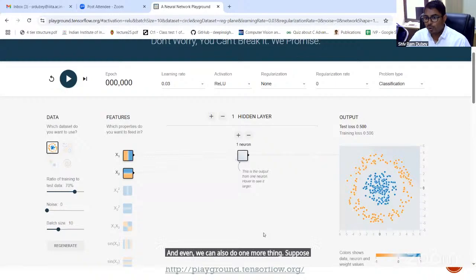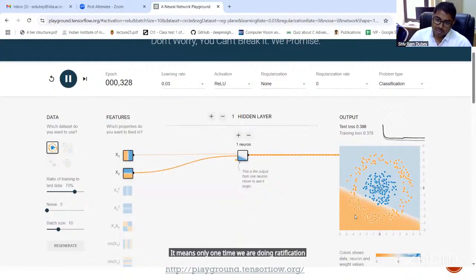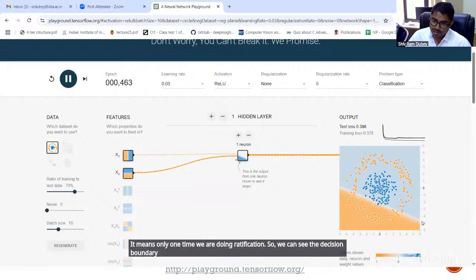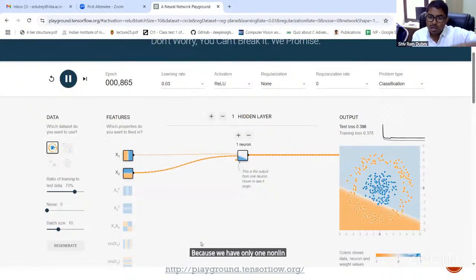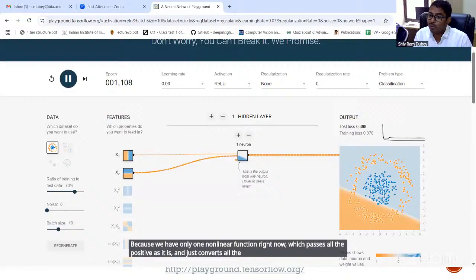And we can also do one more thing. Suppose I have only 1 neuron in the hidden layer, then what happens? If I have only 1 neuron, it means we are doing rectification only 1 time. So the decision boundary that we are getting here is kind of a linear decision boundary. Why is it a linear decision boundary? Because we have only one nonlinear function right now, which passes all the positives as they are and just converts all the negatives into 0. So we actually have a linear function, only the negative is converted into 0. And because we do not have multiple nonlinear functions, we do not get their combined effect. So it is equivalent to a linear decision boundary.